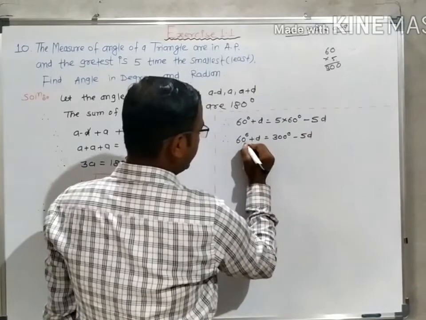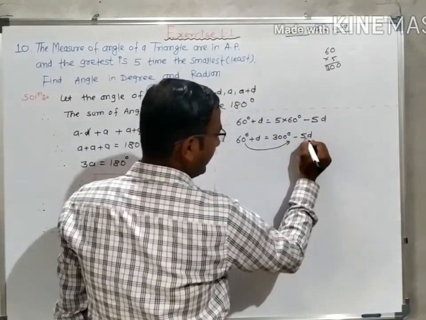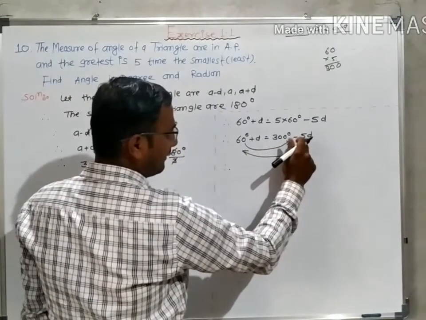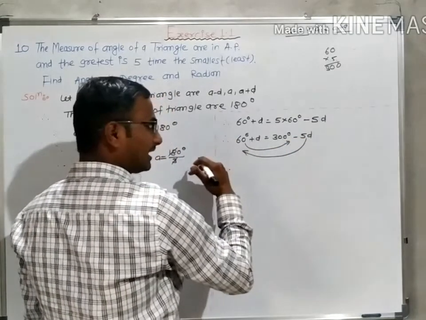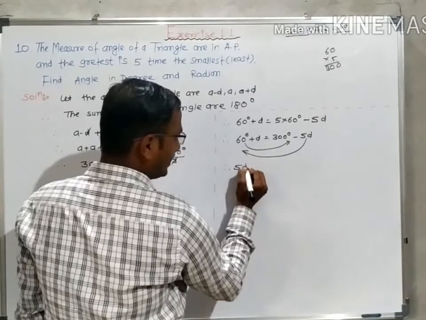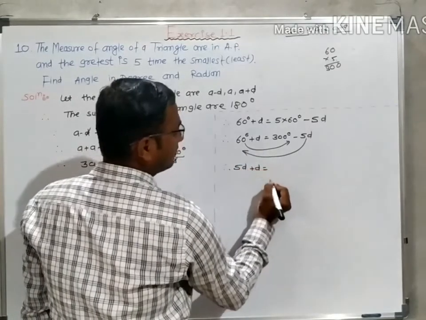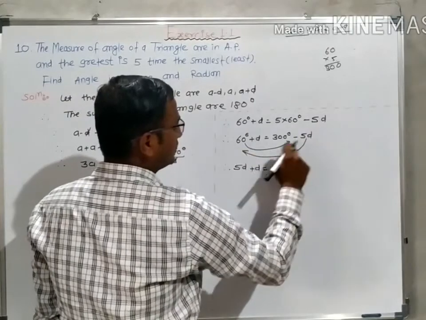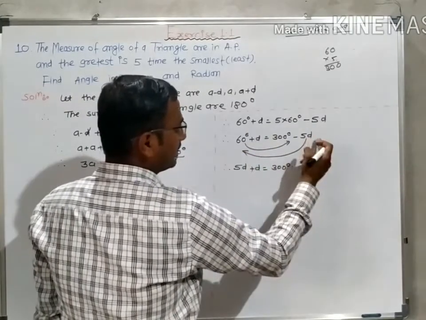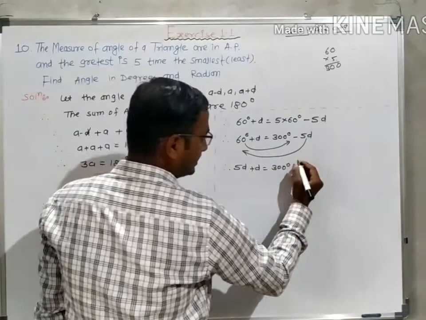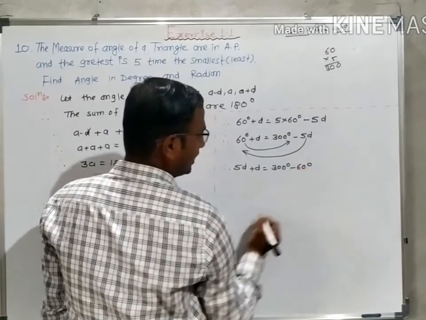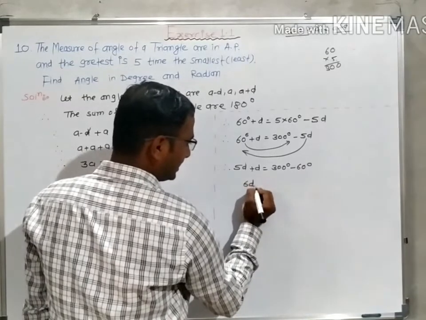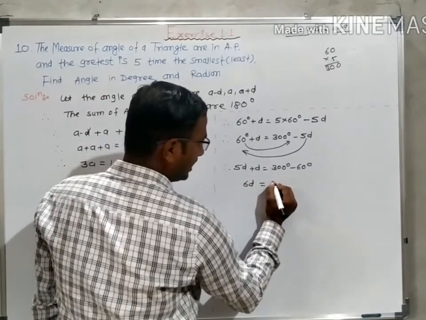Okay, so 5d may be transferred to the left hand side. 5d is negative, so on transferring to the left hand side it becomes positive. So 5d plus d is equal to 300 degree. Then 60 degree transferred to the right hand side becomes negative, minus 60 degree. So 5d plus d, that is 6d, is equal to 360 degree.